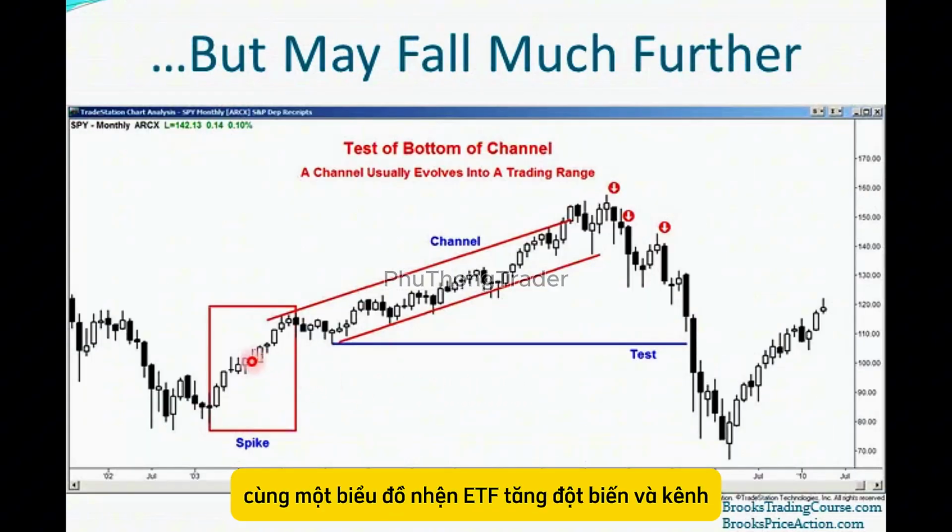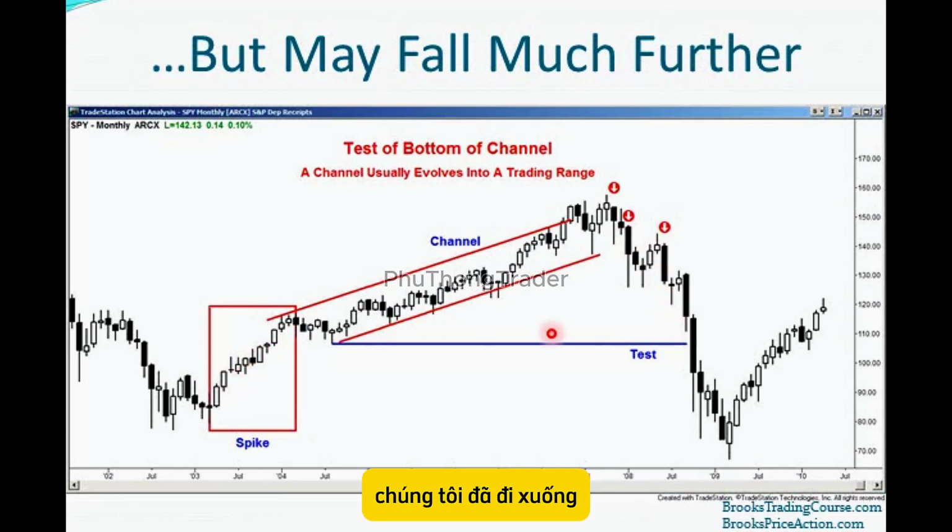Here's the SPY, same chart. SPY is the ETF, spike and channel. We came down and we fell strongly through the bottom of the channel.